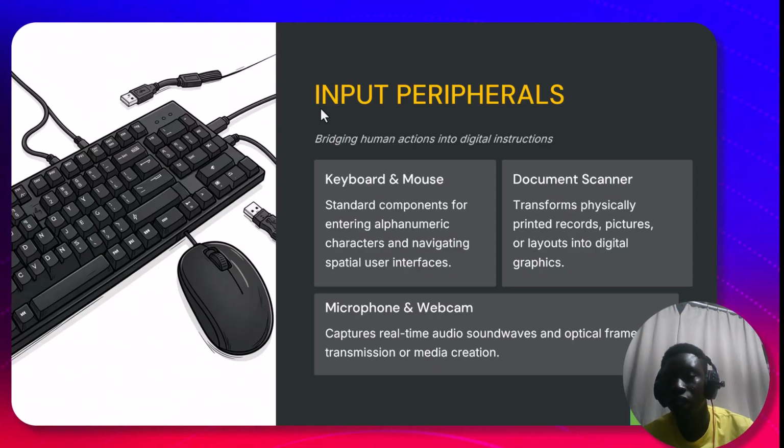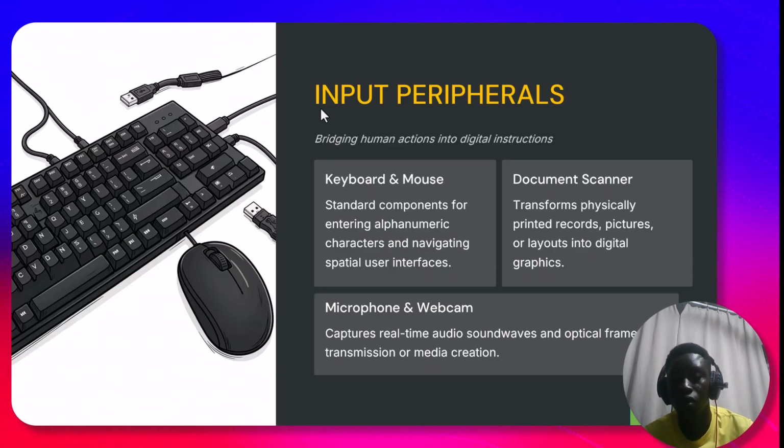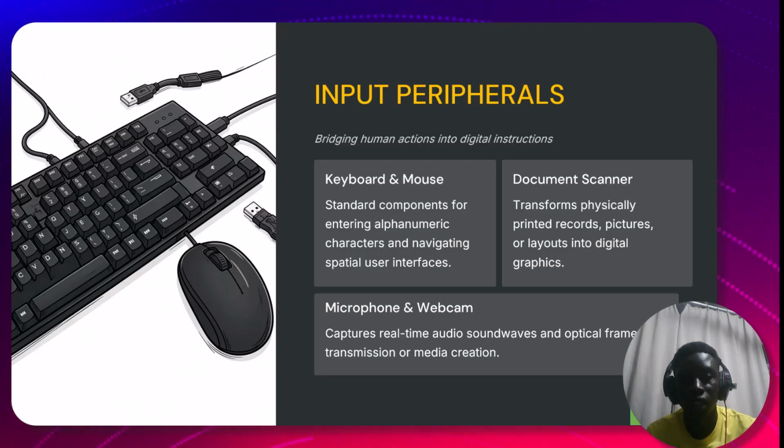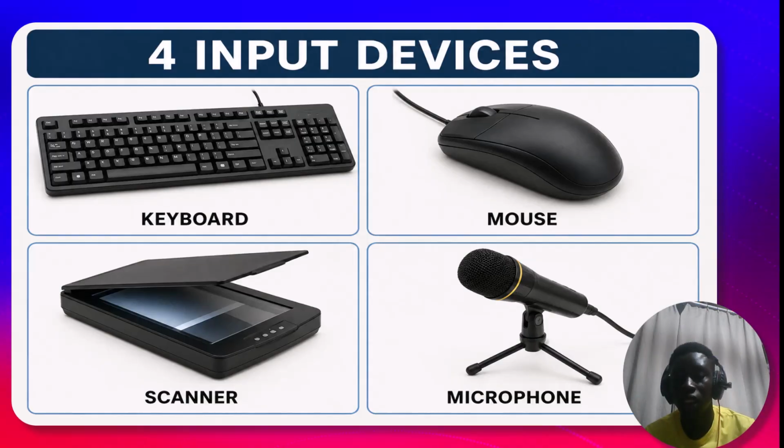We also have the document scanner, which transforms physically printed records, pictures, or layouts into digital graphics. We also have the microphone and the webcam. They capture real-time audio, sound waves, and optical frames for transmission or media creation. Yeah. So these are input devices we have here. We have the keyboard, the mouse, the scanner, and the microphone. So we have them here.